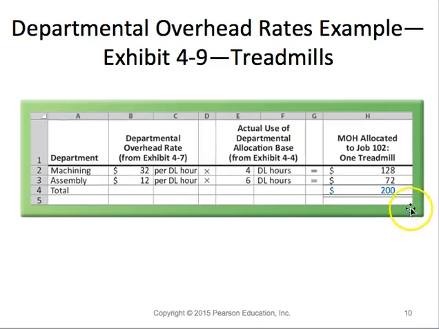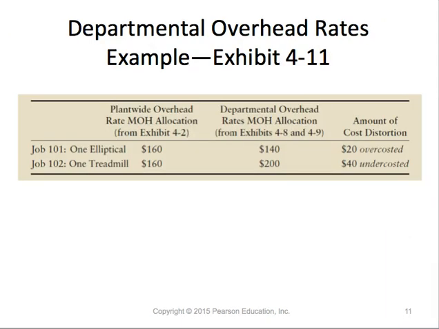All right. So we do another calculation for the machining. $32 times 4 hours is $128, and assembly $12 times 6 hours is $72. So total is $200. So we see for job 1, if you use a plant-wide overhead rate, manufacturing overhead allocation is $160 for this job. But in fact, if you use the department overhead rate, it's $140.